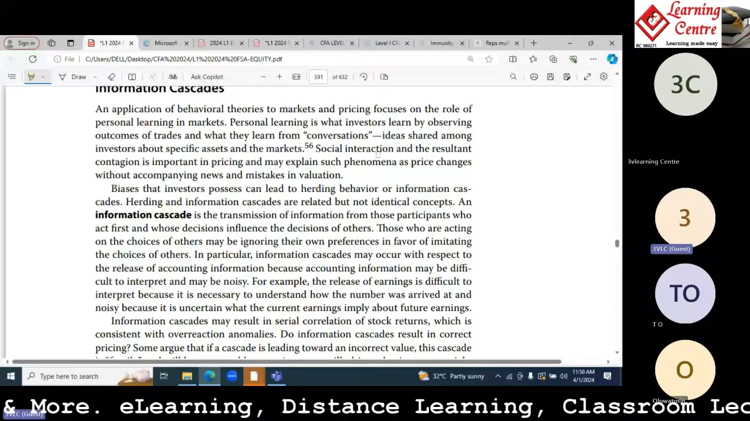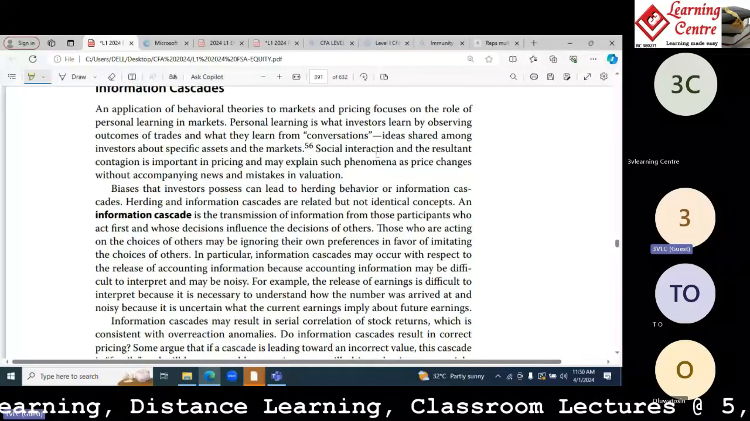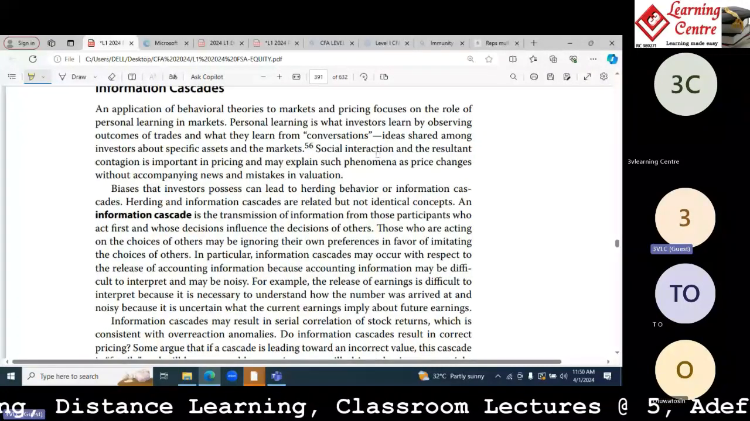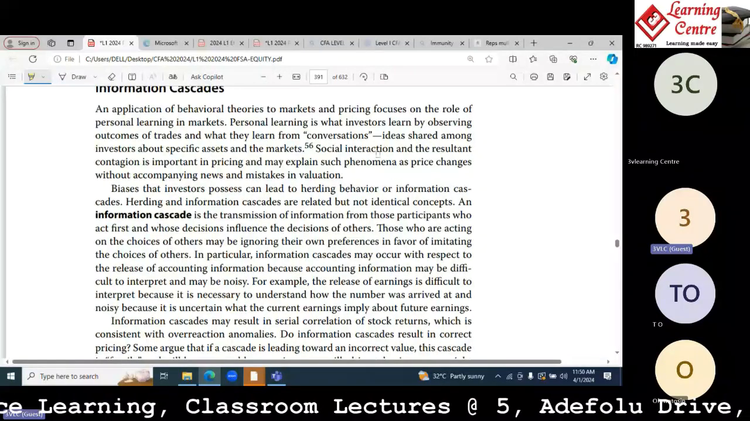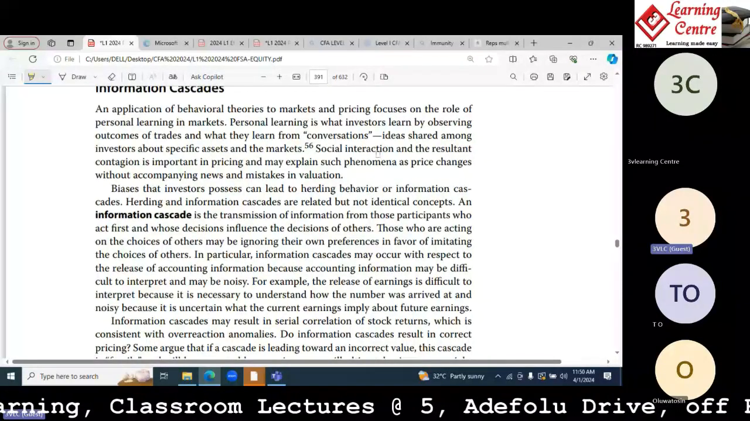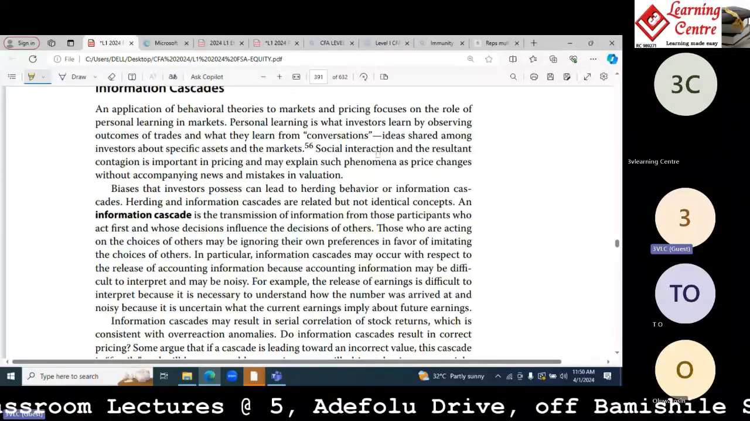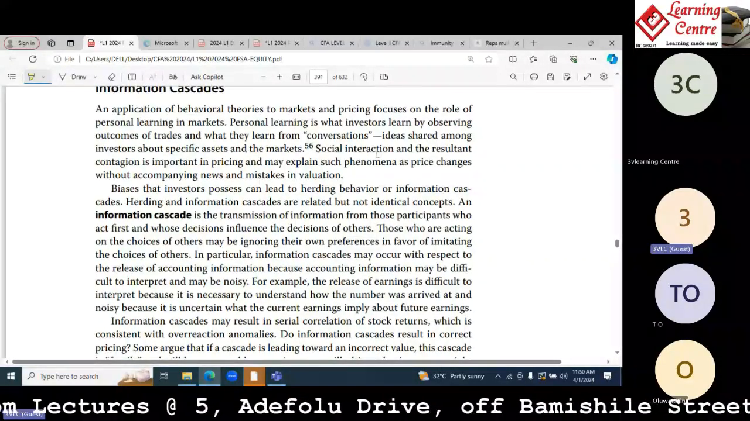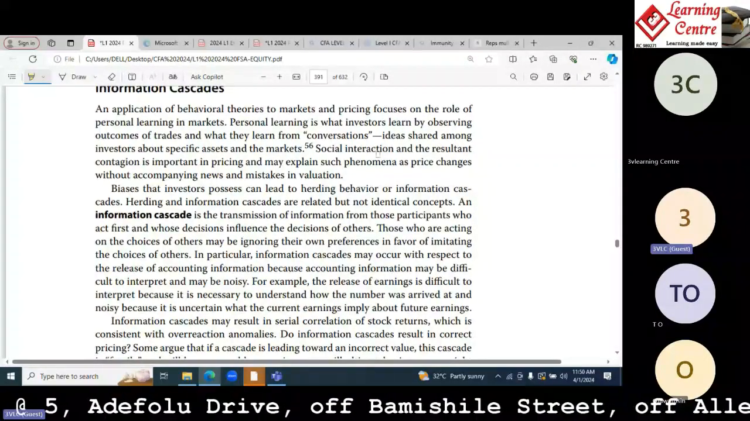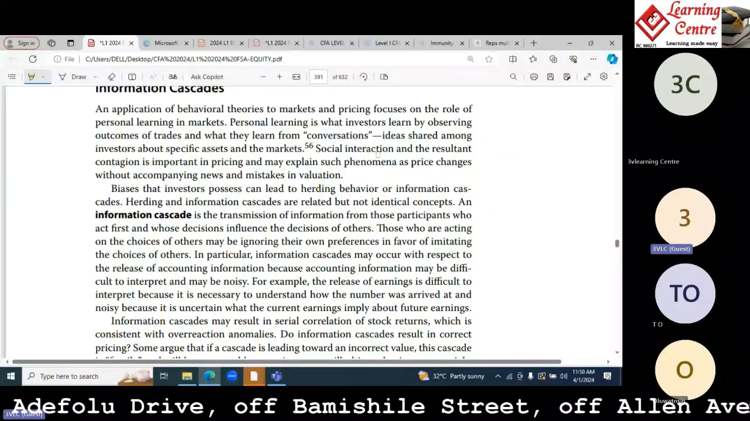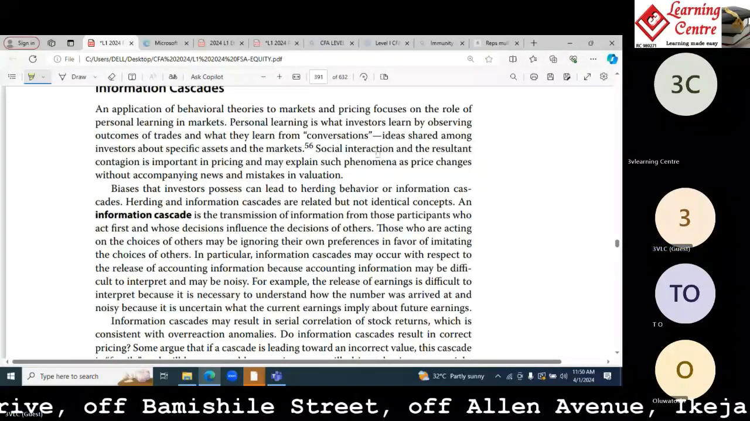In particular, information cascades may occur with respect to the release of accounting information, because accounting information may be difficult to interpret and may be noisy. For example, the release of earnings is difficult to interpret because it is necessary to understand how the number was arrived at, and noisy because it is uncertain what the current earnings imply about future earnings.